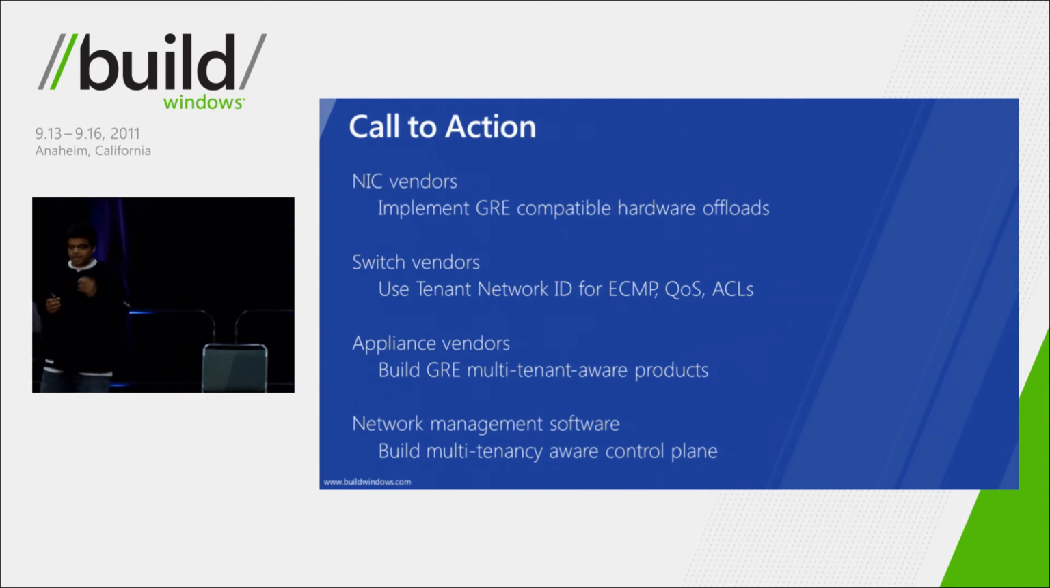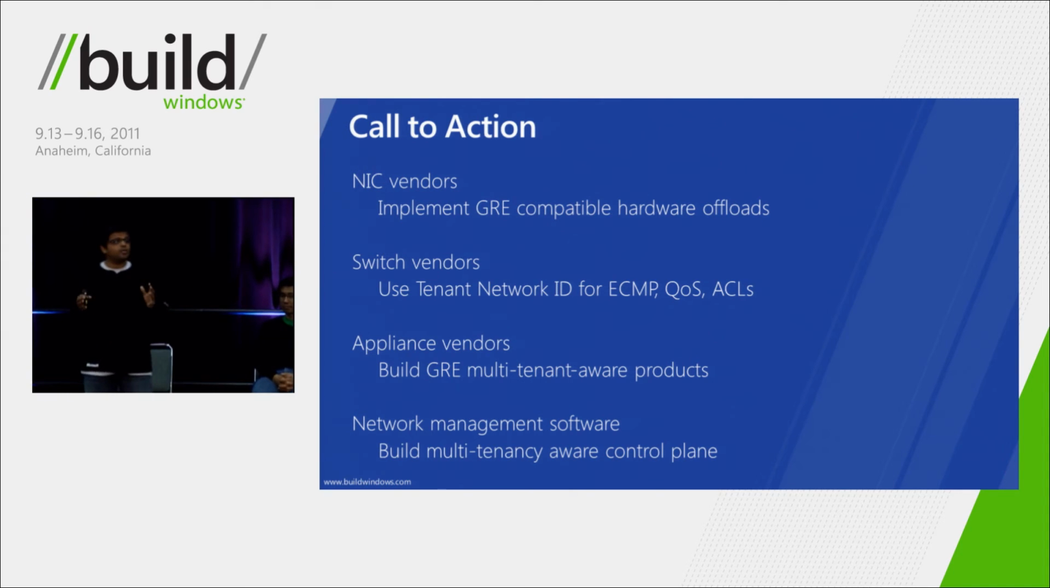So here's the call to action, right? There is a lot of partner opportunity here. If you're a NIC vendor, we'd like you to implement GRE-compatible hardware offloads. If you're a switch vendor, we'd like you to use the tenant network ID information for additional entropy in ECMP, or to do QoS, or to do ACLs, because the packet is now carrying an identification that gives you both the tenant and the virtual subnet. If you're an appliance vendor of any kind, we want you to build GRE-aware multi-tenant products. And one of the most important things for ISVs here is there's management software that can be built around this network virtualization solution, and the control plane can be multi-tenancy aware.